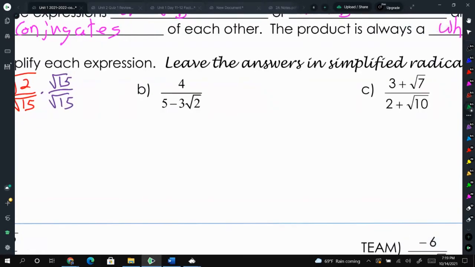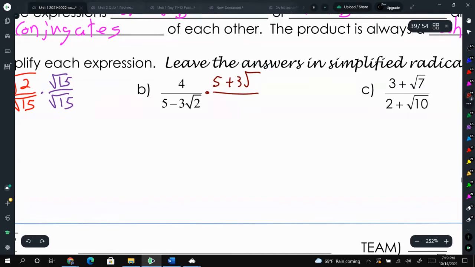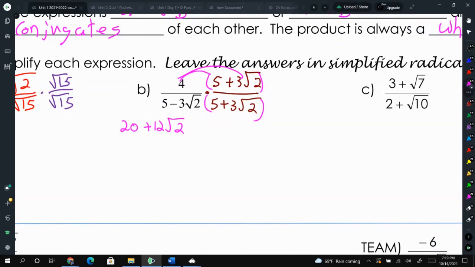Now, letter B, in the denominator, we have 5 minus 3 times the square root of 2. So that means we have to multiply the top and bottom by 5 plus 3 times the square root of 2, because that is the conjugate. On top, we distribute the 4, so we will get 20 plus 12 times the square root of 2, which we can't do anything with right now, so I'm not going to try to do any more math on the numerator.